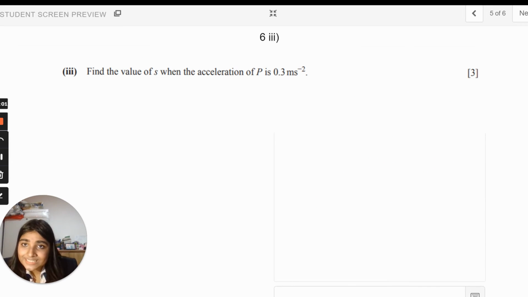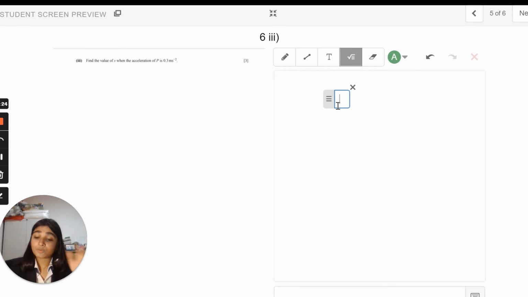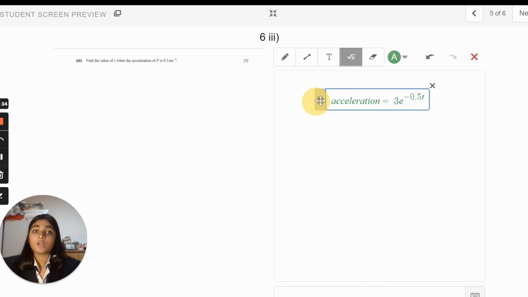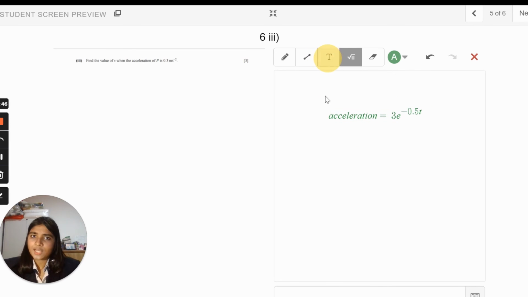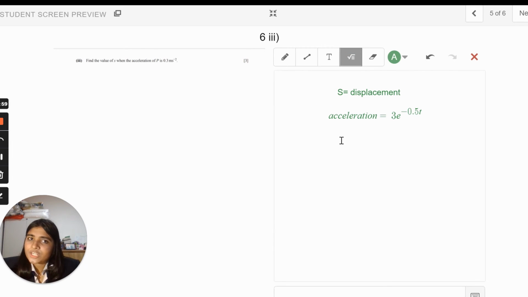Find the value of s when the acceleration is 0.3 meters per second squared. So previously we knew that acceleration is equivalent to 3e to the power of negative 0.5t. After much deriving from displacement to velocity to acceleration, we get 3e to the power of negative 0.5t. Now what do we know? This question is asking us about finding the value of s. What is s? S is our displacement. So we have to find our displacement using acceleration.